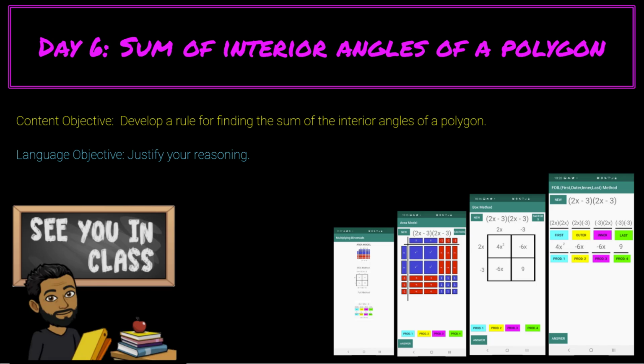Welcome back. Today is day 6 of our triangle relationships unit. We will be developing a rule to find the sum of the interior angles for any polygon. Hope you enjoy the lesson.